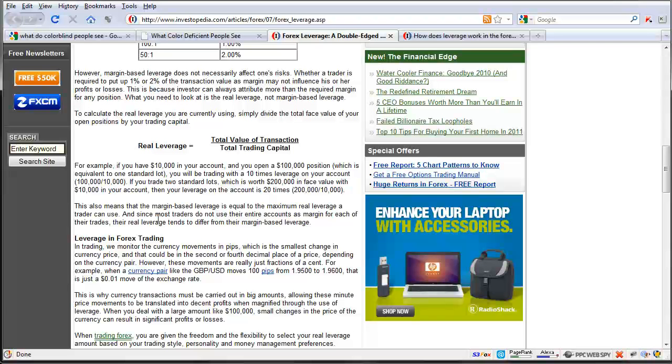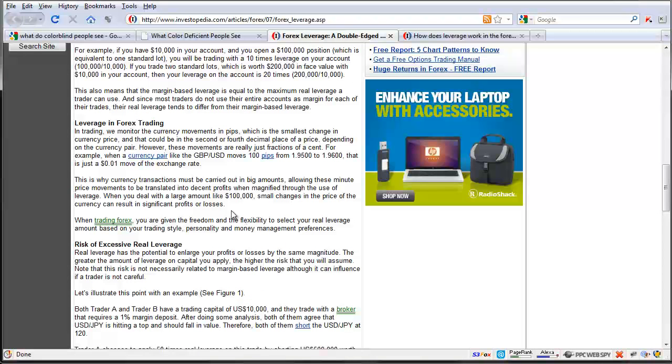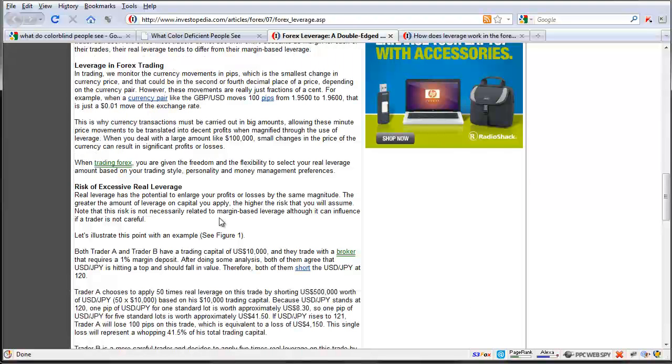This also means that the margin-based leverage is equal to the maximum real leverage a trader can use, and since most traders do not use their entire accounts as margin for each of their trades, their real leverage tends to differ from the margin-based leverage. I just keep going through this all the time, but you just got to be careful.